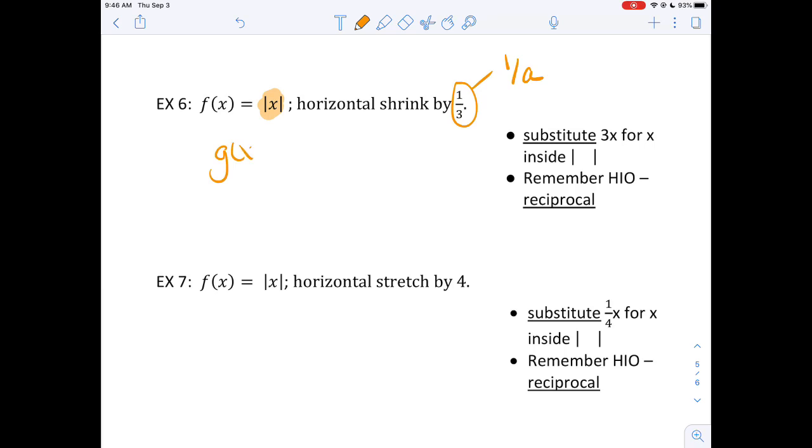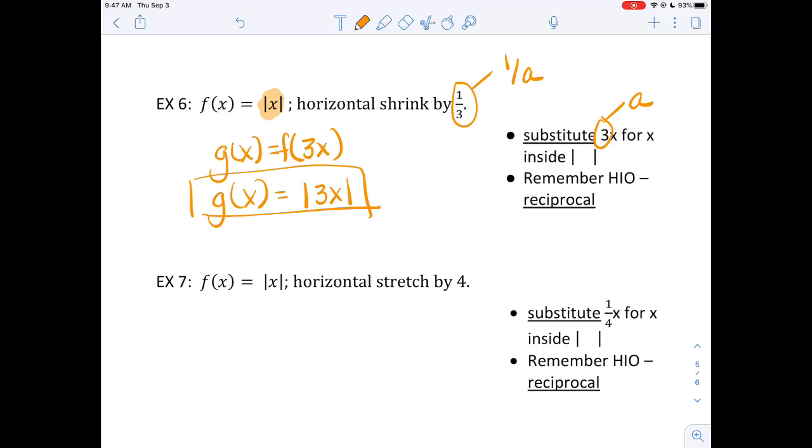So g of x, remember horizontal things happen inside with x, so we are going to say that this is f of 3x, not f of 1/3 x. You have to say the reciprocal, our actual a value. So in this case, since we are starting with the absolute value parent function, we have the absolute value of 3x. So remember, the description is 1 over a, the equation is a.